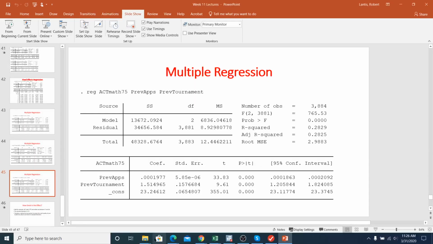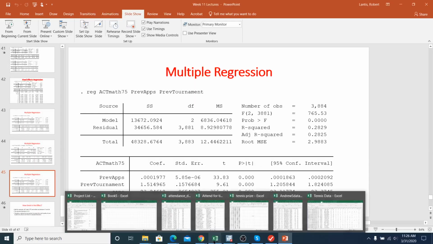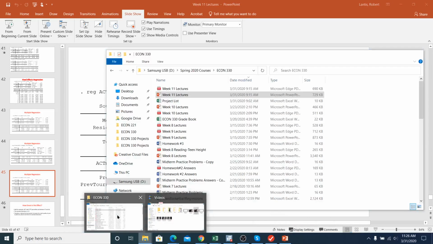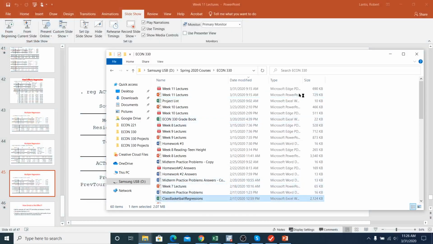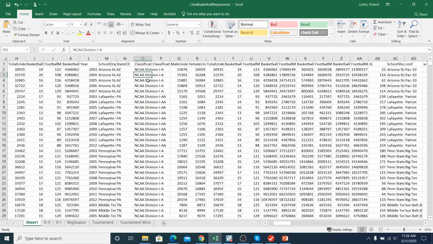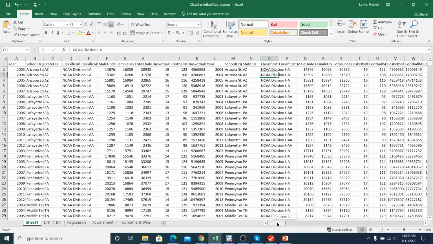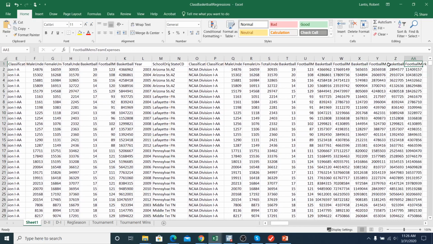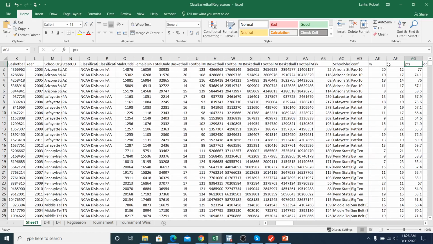And the data that I used, let's see if I have it, I think I opened it up earlier, but if I didn't, I know that I have it in here. So let's go to the class basketball regression file. This is the one that's up on Canvas. So here I've got undergraduate enrollment. This is the one where I had basketball expenditures. Where is it? I've got revenue. Oh, here it is, maybe.